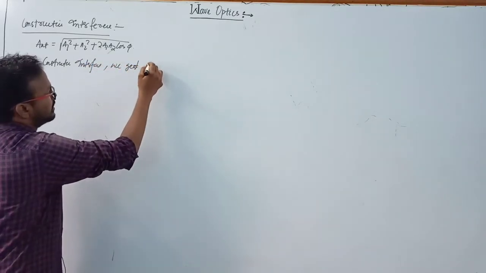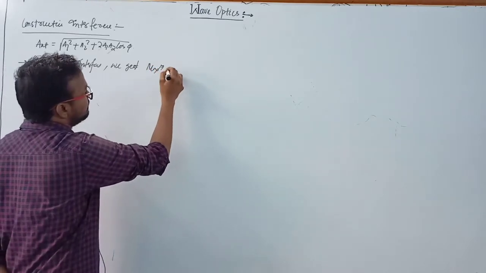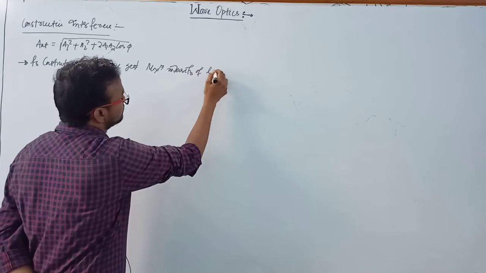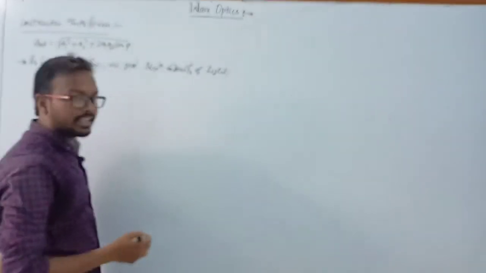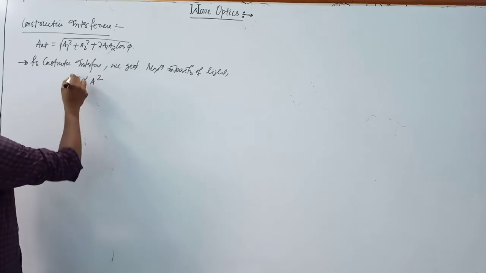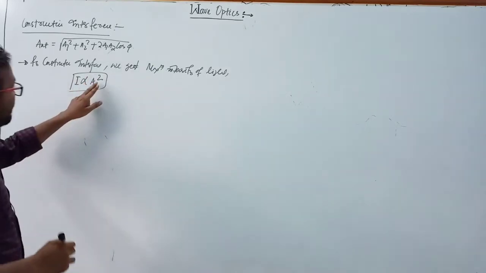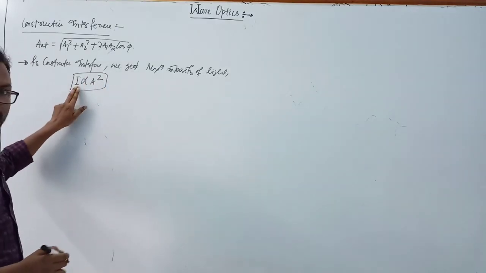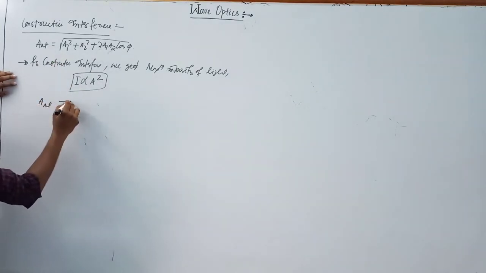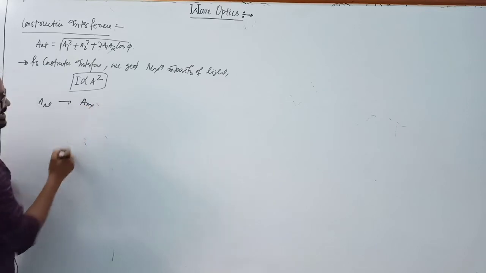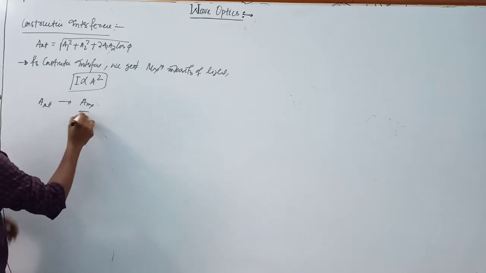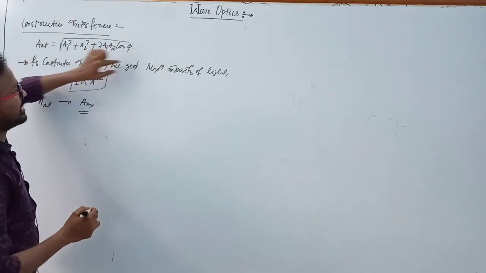Here for constructive interference, we get maximum intensity of light. Because intensity of light is directly proportional to A square, if we get maximum amplitude, then we get maximum intensity. So at that time A net will be A maximum. First we have to find the maximum amplitude. So what is the condition for which this term will be maximum?